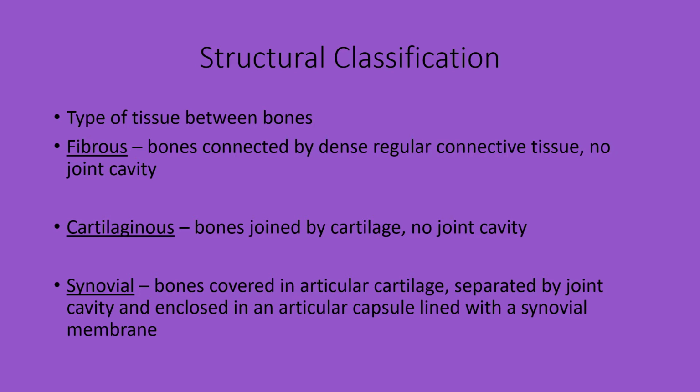be covered with articular cartilage at the joint site. They're going to be separated by that joint cavity and enclosed in what's known as the articular capsule. That capsule is going to be lined with the synovial membrane, as we shall see an example shortly. And then there's synovial fluid in there to help with lubrication and prevent friction, as it is a movable joint.